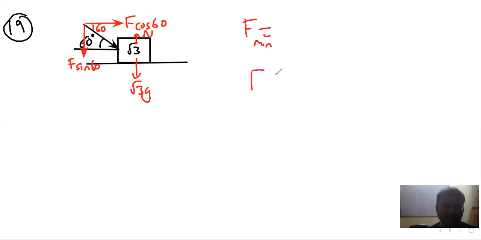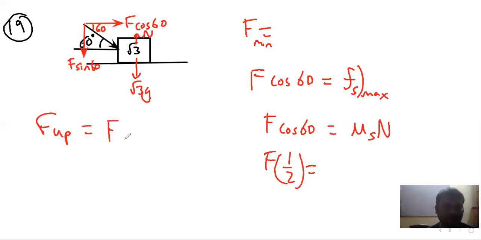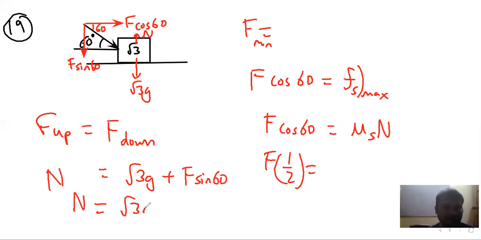So we can say F cos 60 should be equal to maximum value of static friction. So mu S into N is F cos 60. Cos 60 is half, and in this case, we have vertical force balance equation as upward force is equal to downward force. So downward force in this case is root 3g plus F sin 60. Upward force in this case is normal reaction. So N is root 3g plus F root 3 by 2. So this is the value of normal reaction N, which we'll use in later equation.